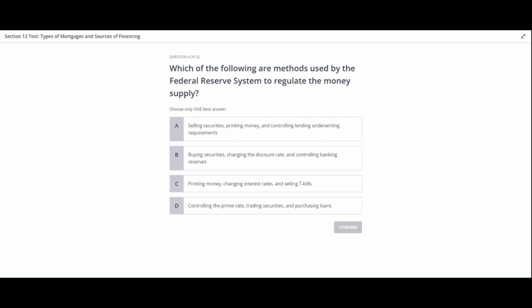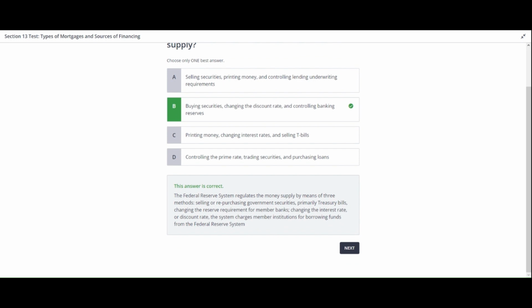Okay, let's find out the correct answer together now. So the correct answer for this question is Option B. Buying securities, changing the discount rate, and controlling banking reserves. The Federal Reserve System regulates the money supply by means of three methods: selling or repurchasing government securities, primarily Treasury bills, changing the reserve requirement for member banks, and changing the interest rate, or discount rate. The system charges member institutions for borrowing funds from the Federal Reserve System.